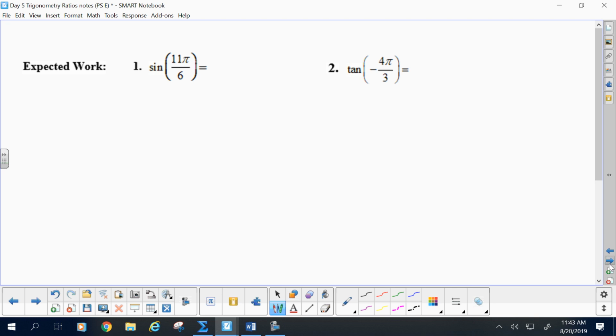All right. Now then, let me explain what I would like to see in terms of work when you do these on the homework. I would love for you to have the right reference angle in the right quadrant shown. So a picture, I expect a picture.